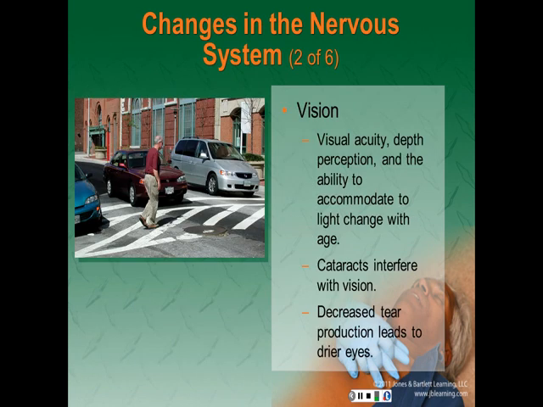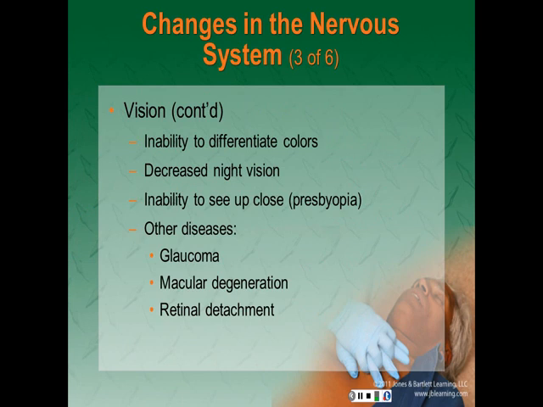Visual acuity, depth perception, and the ability of the eyes to accommodate to light change with age. Cataracts, which are clouding of the lenses or their surrounding membranes, interfere with vision and make it difficult to distinguish colors and see clearly. Decreased tear production will lead to drier eyes. Older people develop an inability to differentiate colors and have decreased night vision. The inability to see up close is called presbyopia, and it is caused by a loss of elasticity of the crystalline lens. A number of other disease processes plague the vision of older adults, including glaucoma, macular degeneration, and retinal detachment.